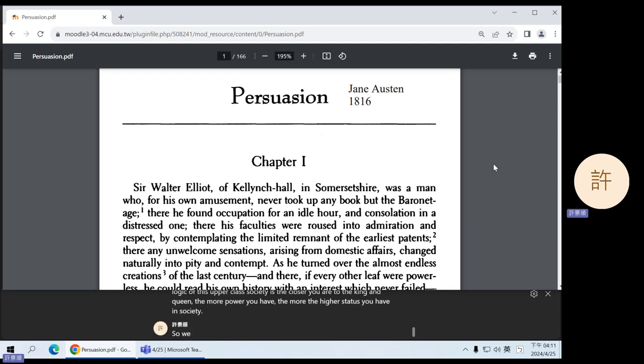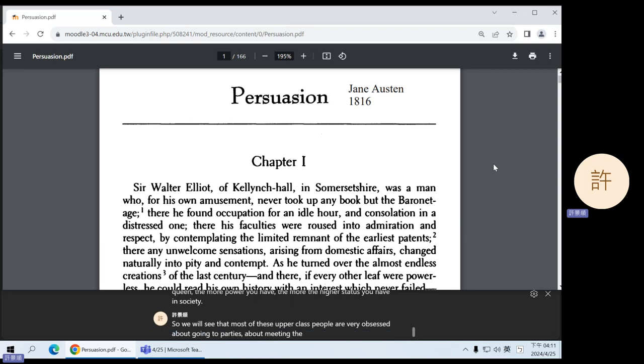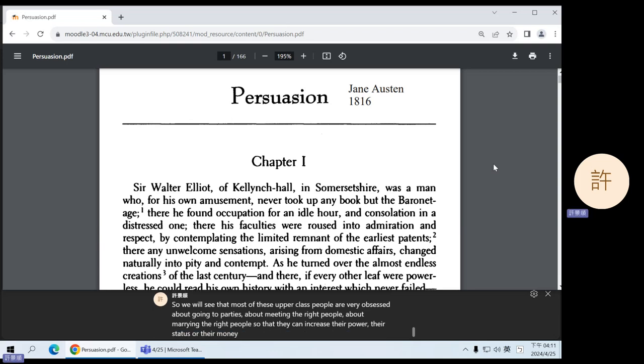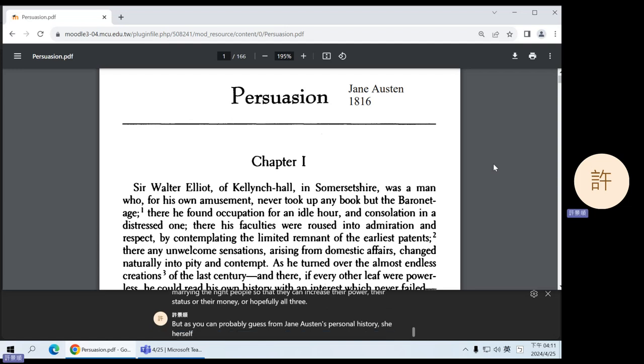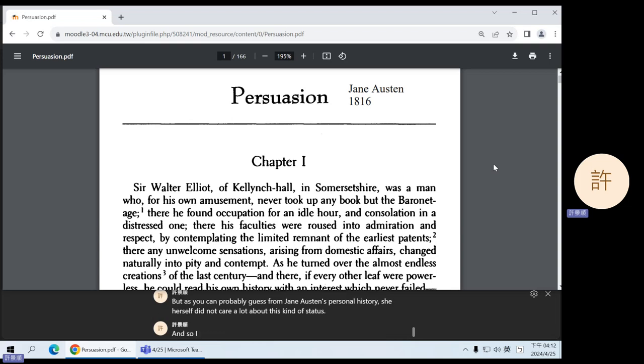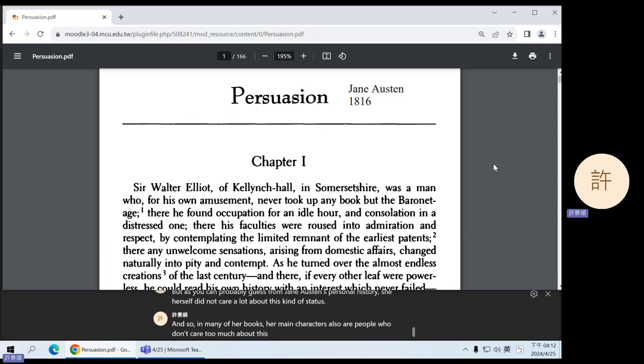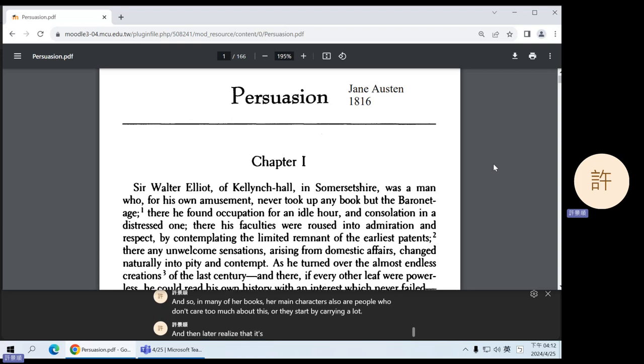So we will see that most of these upper class people are very obsessed about going to parties, about meeting the right people, about marrying the right people so that they can increase their power, their status, or their money, or hopefully all 3. But as you can probably guess from Jane Austen's personal history, she herself did not care a lot about this kind of status. And so in many of her books, her main characters also are people who don't care too much about this, or they start by caring a lot and then later realize that it's not that important to leading a good life. But it's important to understand this logic so that we understand what everybody else is thinking, why they do what they do.